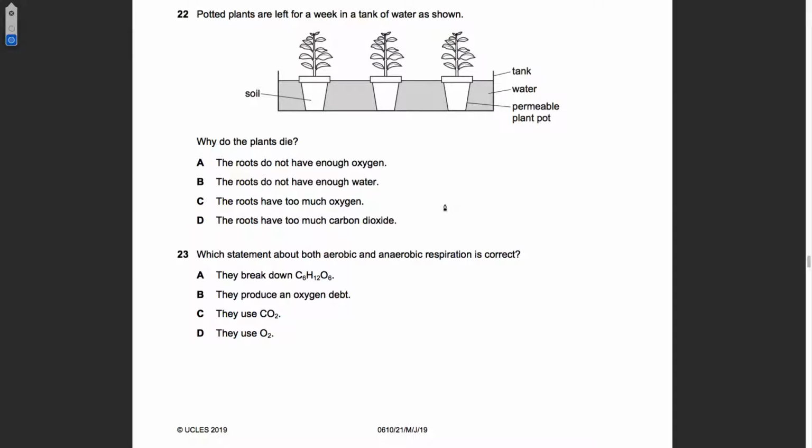Well, seeing as the whole of the roots is submerged in water, I'd say B was a definite no-no. The roots certainly do have enough water, so we can get rid of that. What happens when you submerge a terrestrial plant, a plant that should not be submerged in water, is oxygen cannot get to the soil and therefore to the roots. And the root cells are living cells. They need to respire. They particularly need to respire a lot because they need the energy to actively transport mineral ions into the roots for the plant. So A, the roots do not have enough oxygen, is the correct answer.